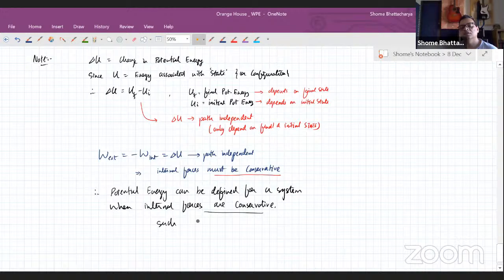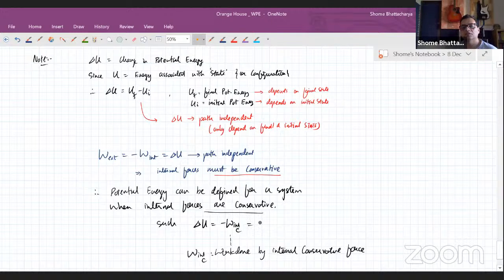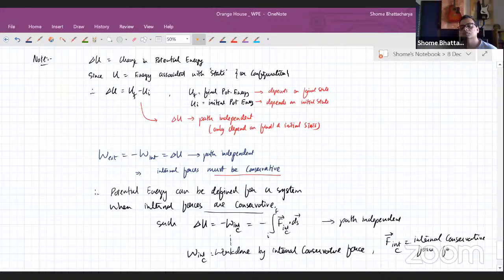And it is defined such that the change in potential energy is nothing but the negative of work done by internal conservative forces, from initial to final. And that is a path independent quantity because we are dealing with conservative force. So in this definition, F internal conservative is the internal conservative force within the system. Make a note of this, and then with examples we'll understand this better.